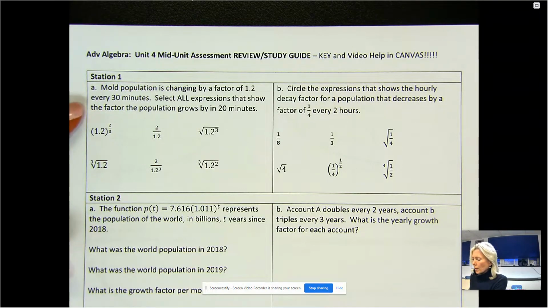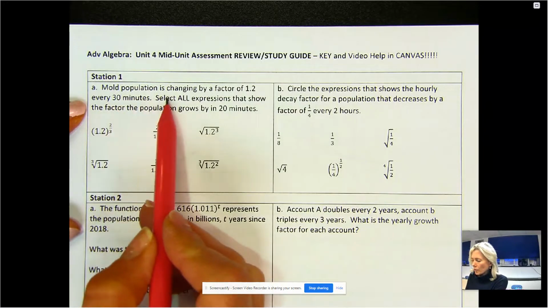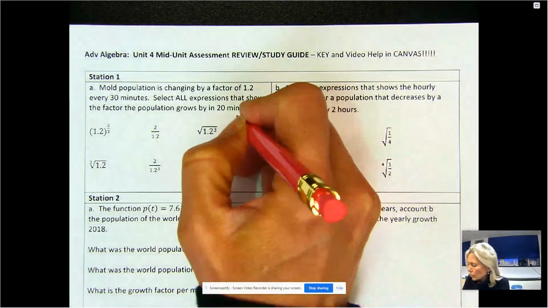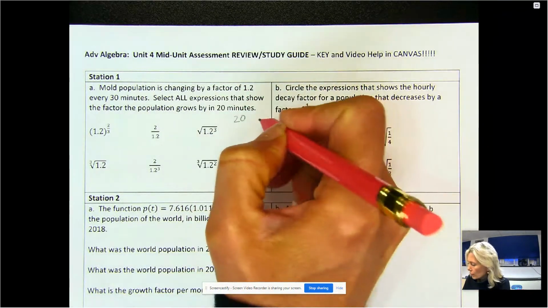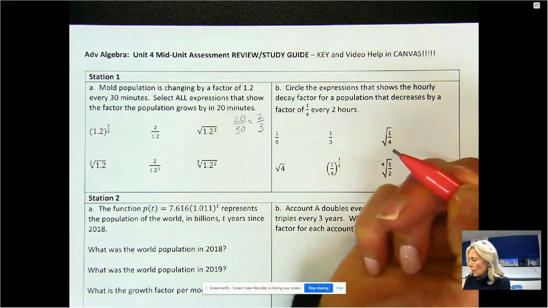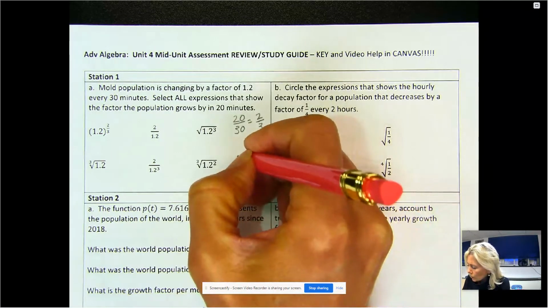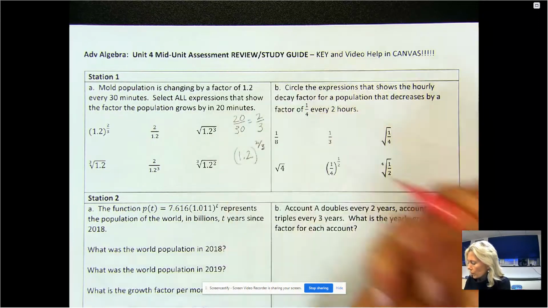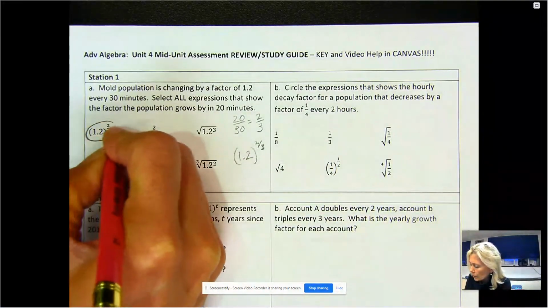So on number 1, or station 1, mold population is changing by a factor of 1.2 every 30 minutes. Select all expressions that show the factor the population grows by in 20 minutes. So thinking about how much of 30 minutes is 20 minutes, you can say it's 20 out of 30, or 2/3. And so 1.2 to the 2/3 is what we're looking for. And I see that right here.